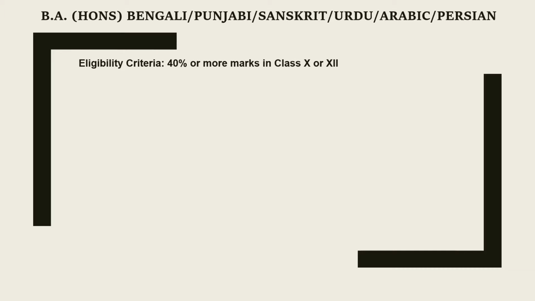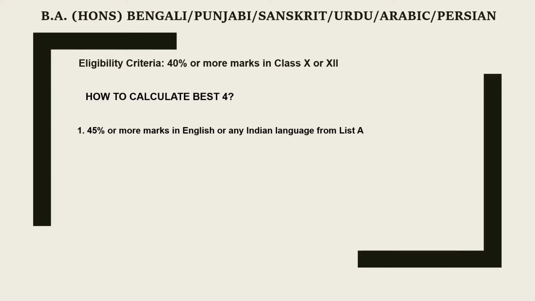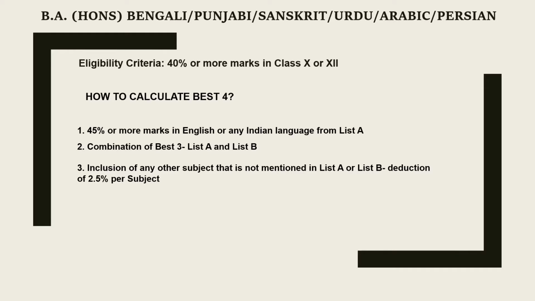Now how will you calculate your best of 4 for these subjects? You include your marks of English or any other Indian language which is given in list A, and your marks should be more than 45%. Then for the remaining 3 subjects you make a combination using list A and list B. Now coming over to the common point that we've been following: if you are including any subject in your best 4 which is neither mentioned in list A nor in list B, then you face a deduction of 2.5% for every such subject.